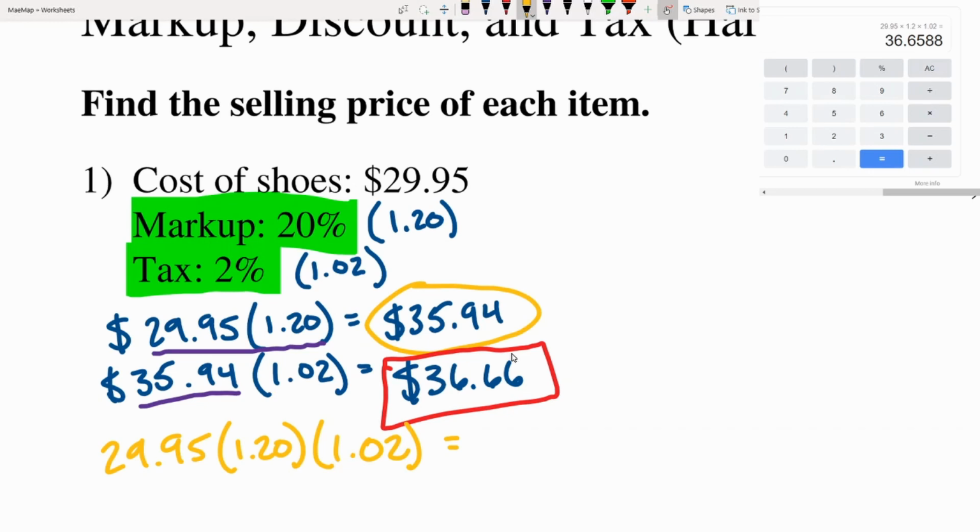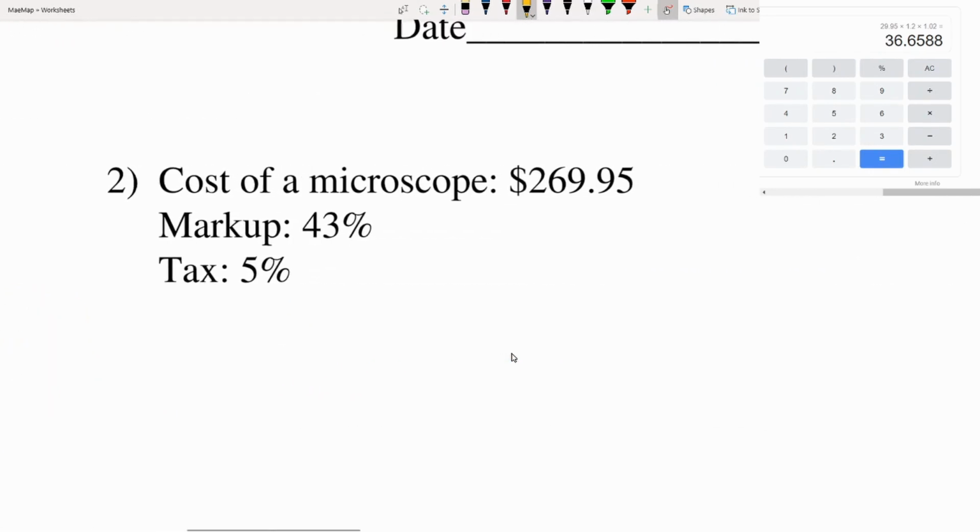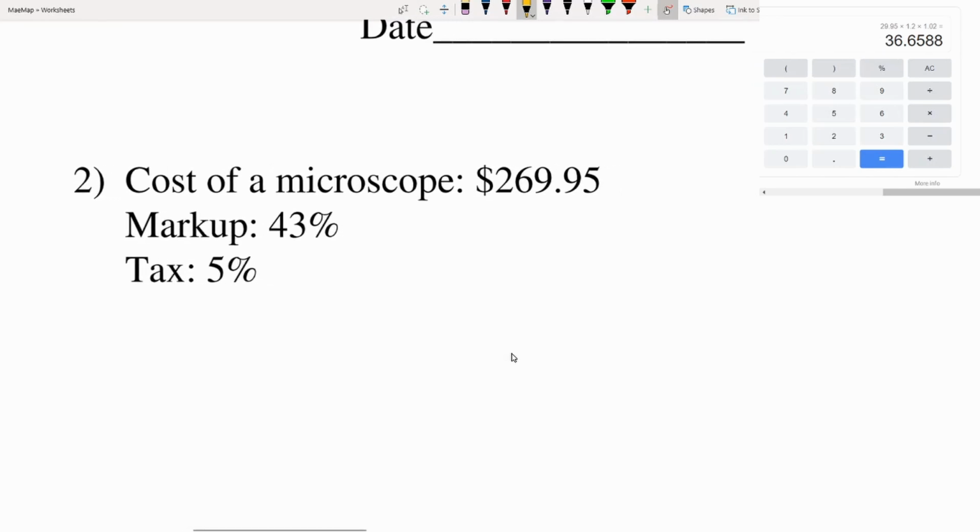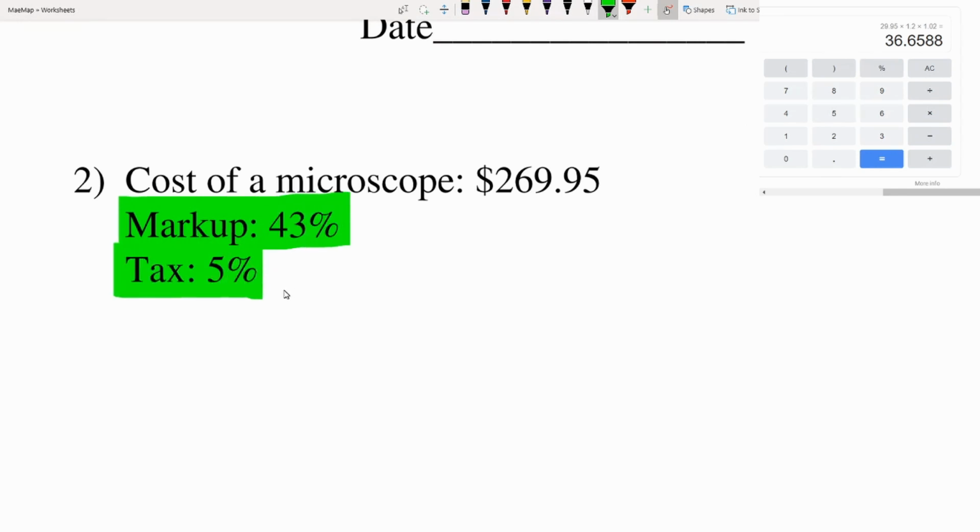So let's move on, continuing with this method. It says that the cost of a microscope is $269.95 with a markup of 43% and a tax of 5%. So how would we write that in decimal form? Well, we would need to multiply the original purchase price by 1.43. That's 0.43 plus 1. And then for the tax, we also add that percentage as a decimal to 1. So that'll be 1.05. And now, as shown in that previous example, we're just going to multiply our original purchase price with both of those adjusted decimals.